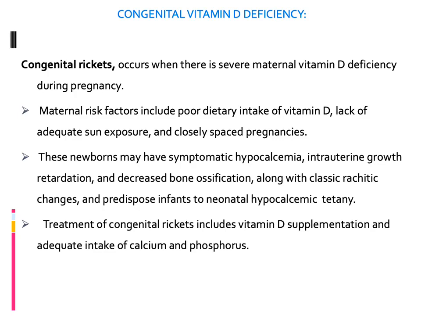Treatment of congenital rickets includes vitamin D supplementation, as we said, and adequate intake of calcium and phosphorus. Keep in mind, we must treat also the mother, for her own health care and to have a good supply of vitamin D via breastfeeding when she breastfeeds her baby, and to avoid the recurrence of congenital vitamin D deficiency in the second pregnancy.